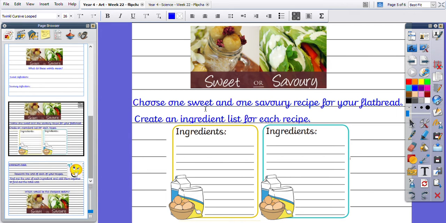Then, I want you to have a look at your Greek recipes, your flatbreads. I want you to choose a sweet recipe and a savoury recipe. You're going to need flour for both of them, and you might need things such as salt for both of them. But what about the toppings? You may want to make a sweet recipe that's got things such as a fruit or chocolate spread on them. But then you may want a savoury recipe that's got something such as a vegetable or a cheese perhaps. So you're going to make two recipes, one sweet and one savoury. So two ingredients lists today.